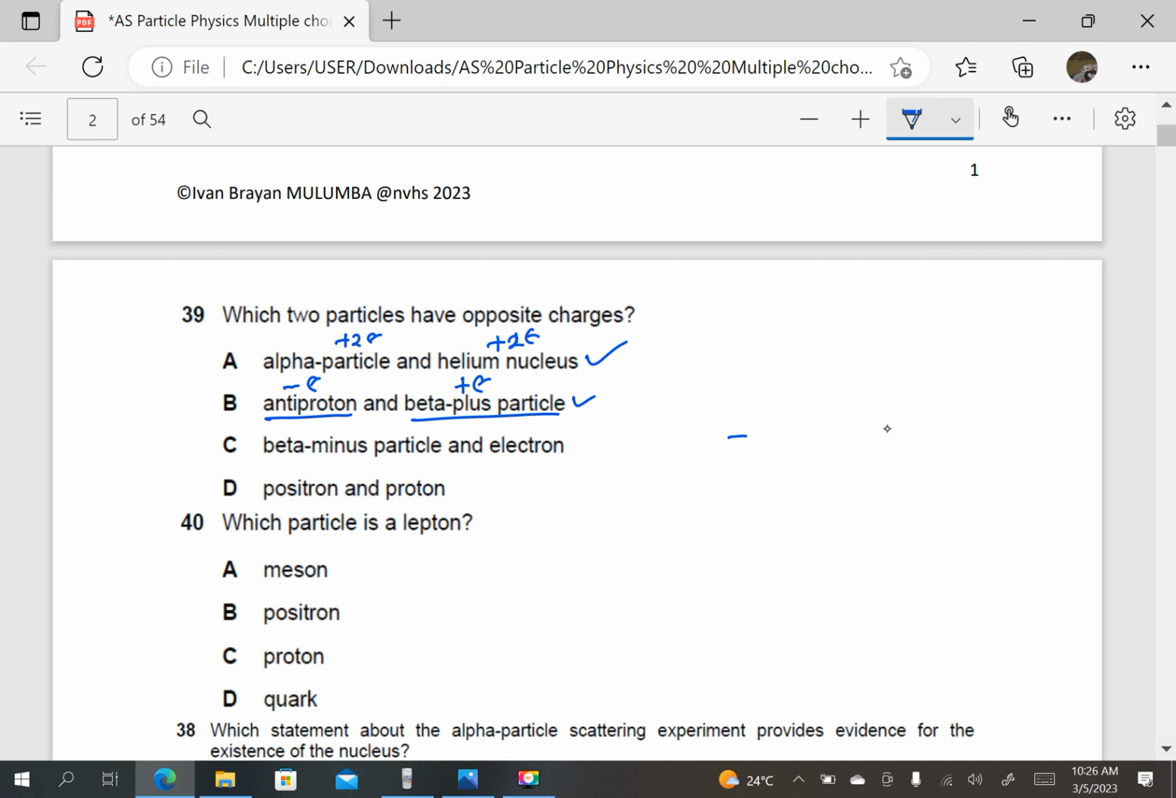Beta minus has negative e. The electron has negative e. Then the positron has positive e. The proton has positive e. So which two particles have opposite charges? Here the answer is going to be B. The antiproton has a negative charge, that of the electron. In fact, the antiproton is the antiparticle of the proton.